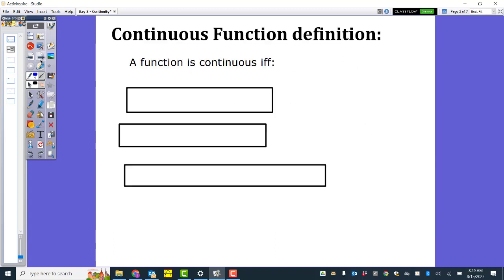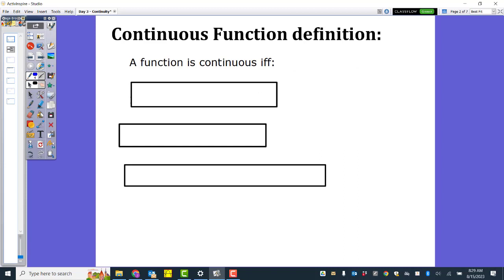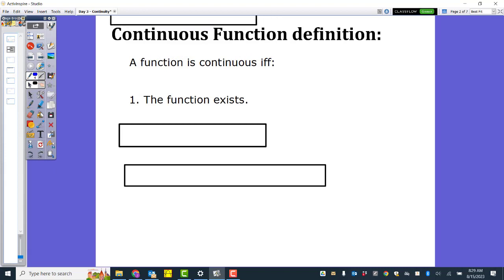Okay? So, a continuous function. A function is continuous if and only if. That's what this iff means. The first thing is the function exists. That means f of a is equal to some number, some finite number.